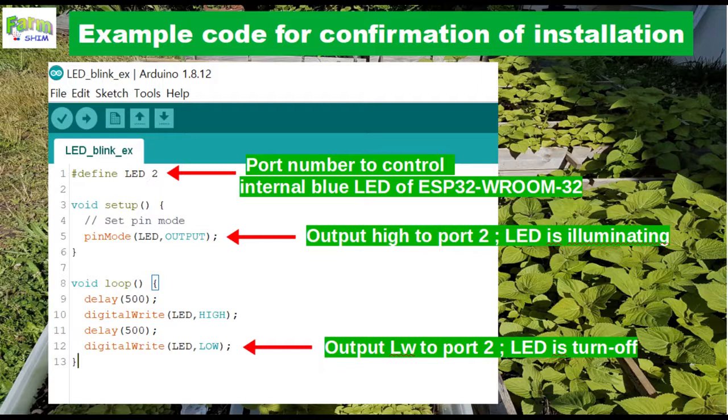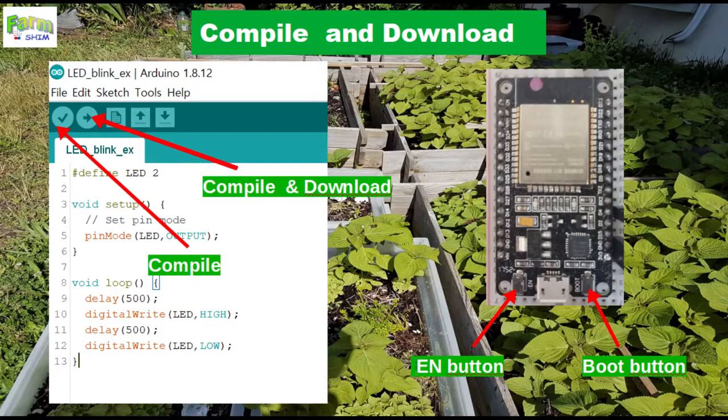In the setup unit, I set port 2 to work in output mode with the pinMode keyword. The keyword digitalWrite makes port 2, that is LED, high or low. When port 2, that is LED, becomes high, the blue color LED on the board is turned on. The keyword delay makes the procedure hold for the time in the brackets. I can compile and download the code with the icons.